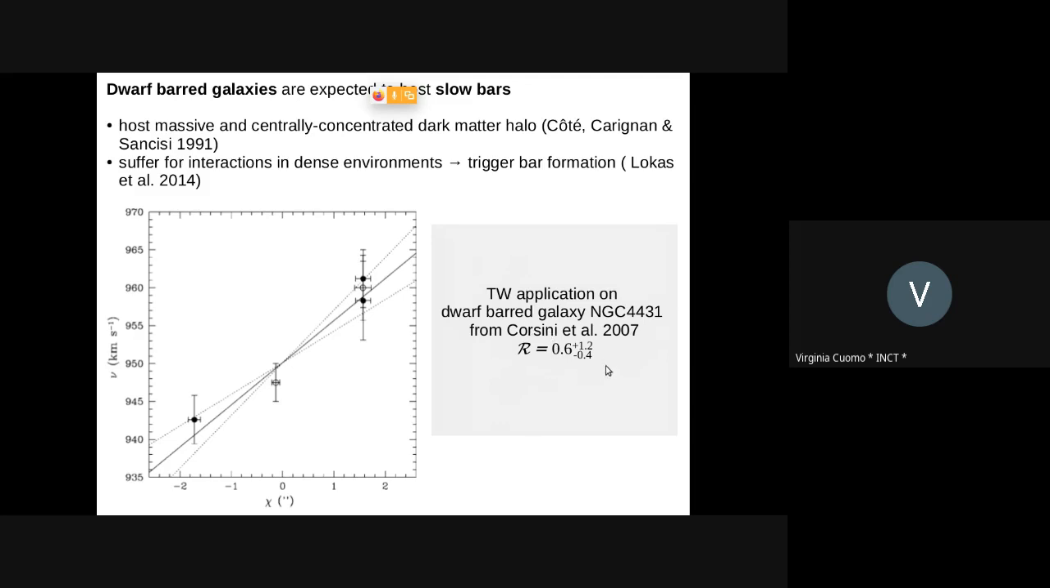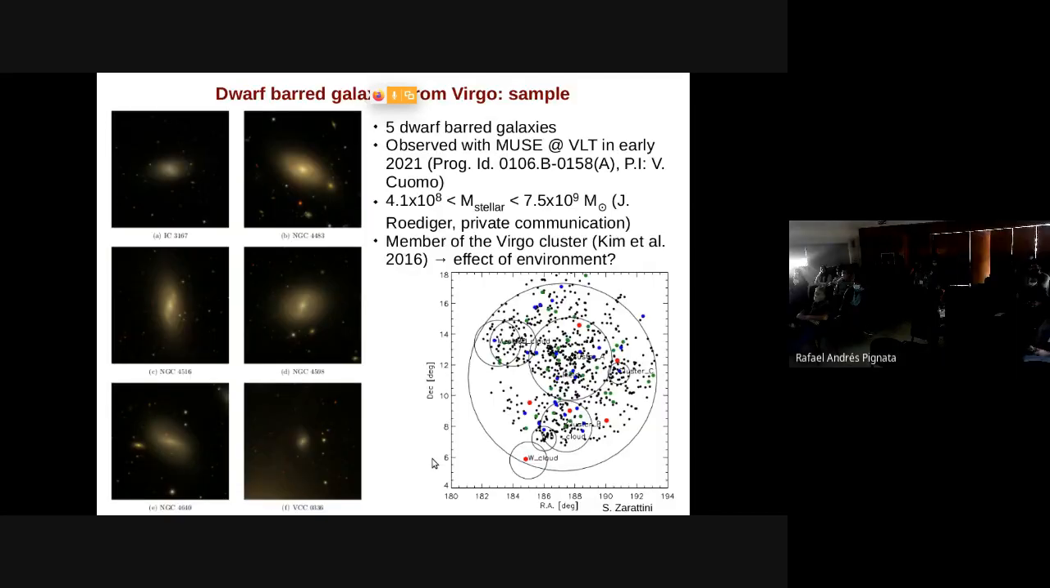However, the bar rotation rate is associated with a very large error, which does not allow us to give a strong conclusion about the formation scenario of this bar. Virginia, you have 5 more minutes.